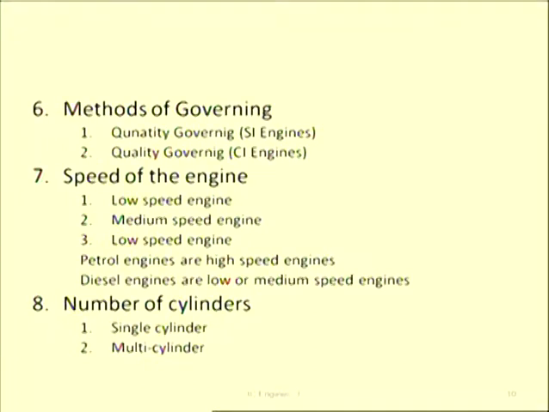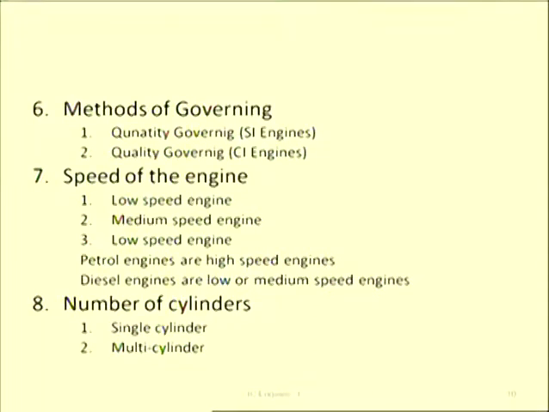Next is the speed of the engine. We have a classification into low speed, medium speed, and high speed engines. Petrol engines are normally high speed engines, and diesel engines are low speed engines. When you start your engine, it converts reciprocating motion into rotary motion. When you measure the RPM, revolutions per minute, if it is high it is called a high speed engine, and if it is low it is called a low speed engine.